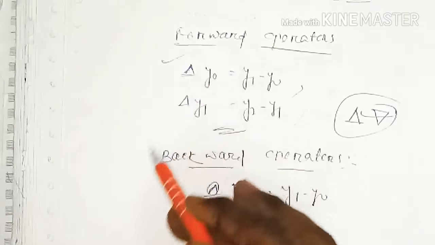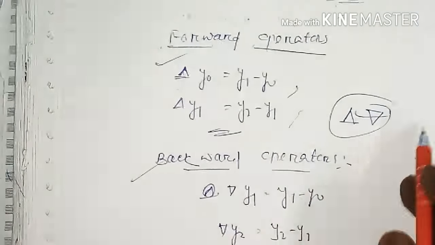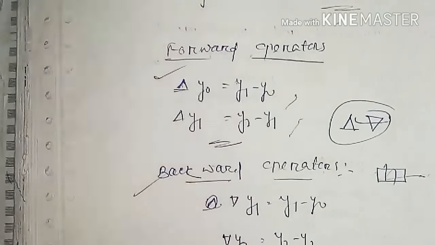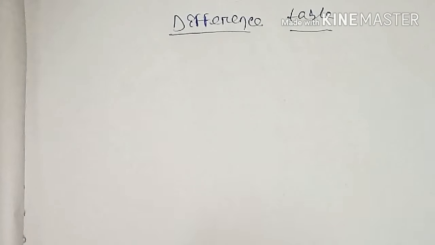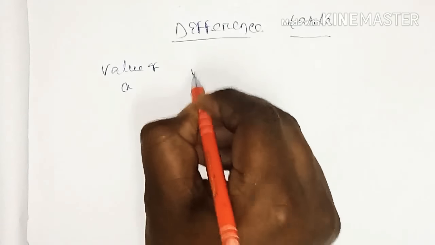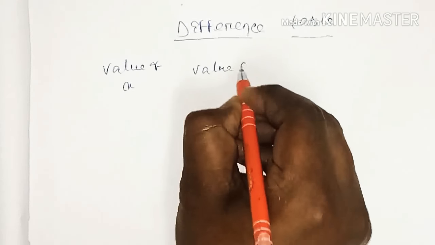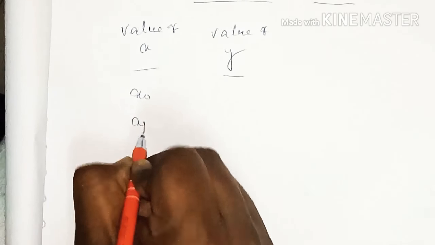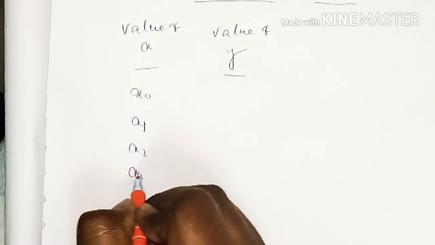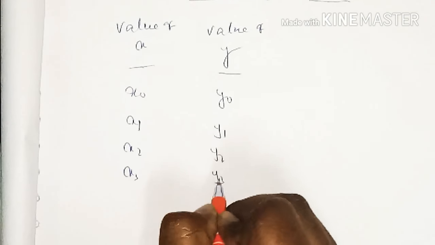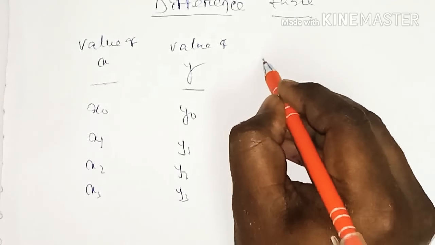We use these two operators to form a difference table, which we will use in Newton's forward and backward interpolation. Let's know how to form a difference table. We can form the difference table from the value of x and from the value of y. Let the value of x is x0, x1, x2, x3, and the value of y is y0, y1, y2, y3.